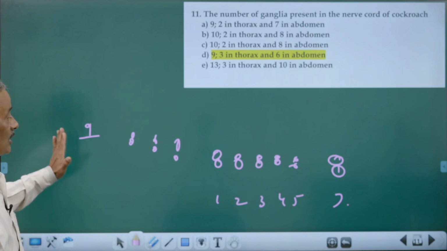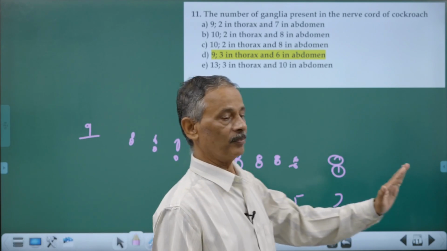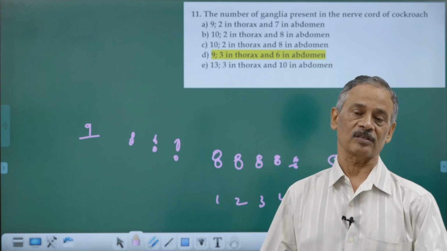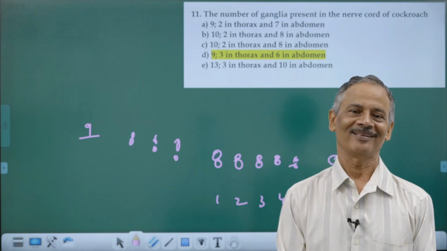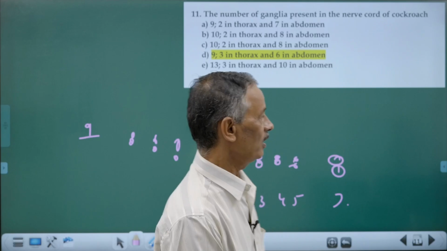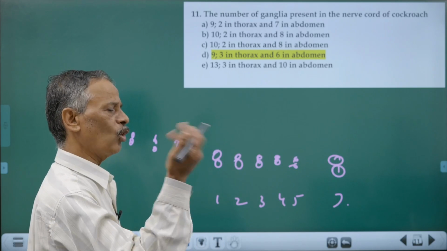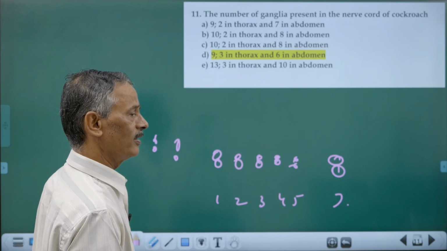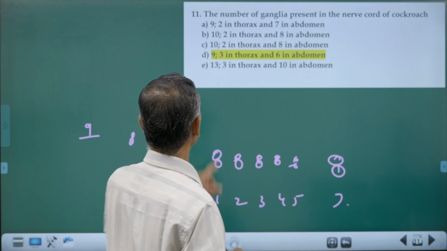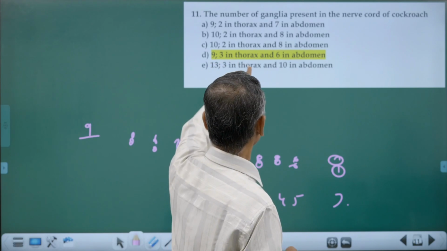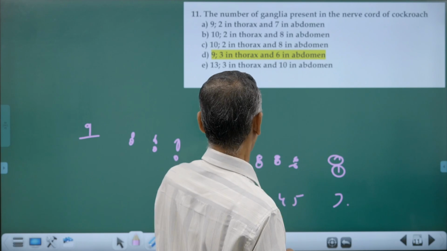So, major part of the nervous system is lying in the trunk part, that is in thorax and abdomen, not in the head. That's why even if the head of the cockroach is severed, cut, cockroach can go on living for more than 10 days. So, 9, 3 in thorax and 6 in abdomen.